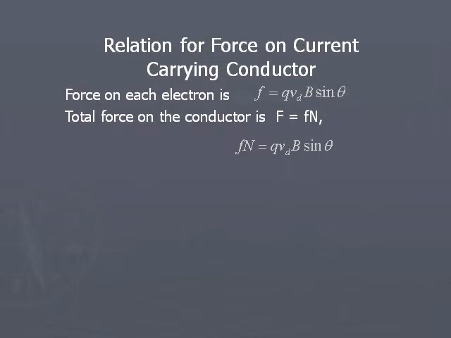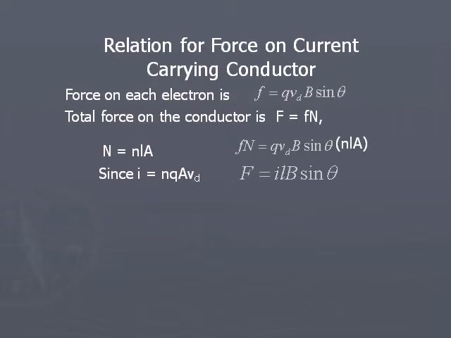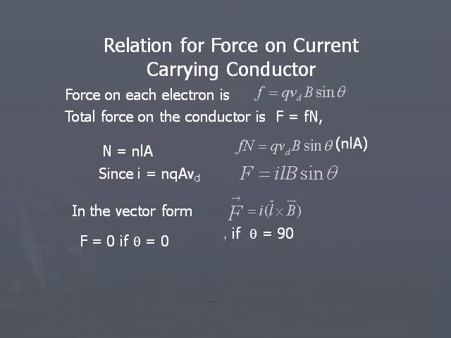Since the force on each electron is small f, the total force on the conductor is equal to the total force acting on all the electrons. So capital F is equal to small f into capital N. Capital N is the total electrons crossing. But capital N is equal to small n LA, and small f is equal to QVdB sin theta. Substituting these two values, we get capital F is equal to small f into capital N, that is equal to QVdB sin theta into nLA.